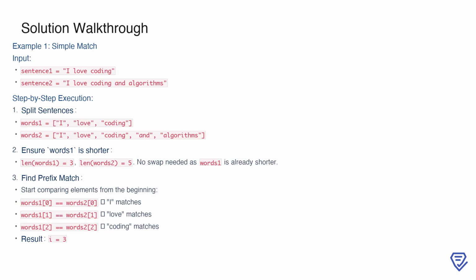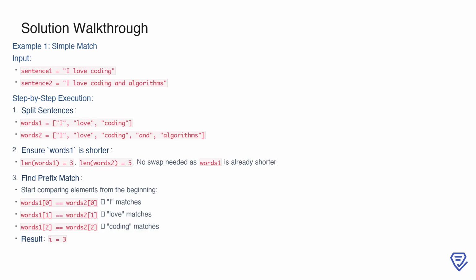To start solving this problem, we'll look at the first example. Here, the input sentences are "I love coding" and "I love coding and algorithms". The first step is to split these sentences into words, which gives us two lists. Words 1 is [I, love, coding] and words 2 is [I, love, coding, and, algorithms]. Since the algorithm requires that words 1 be the shorter of the two, we check their lengths. In this case, words 1 has 3 elements and words 2 has 5, so no swap is needed.